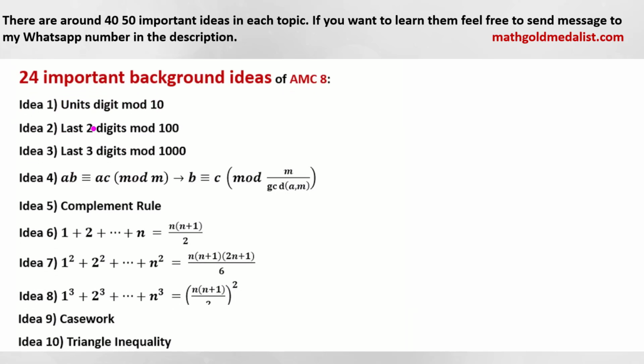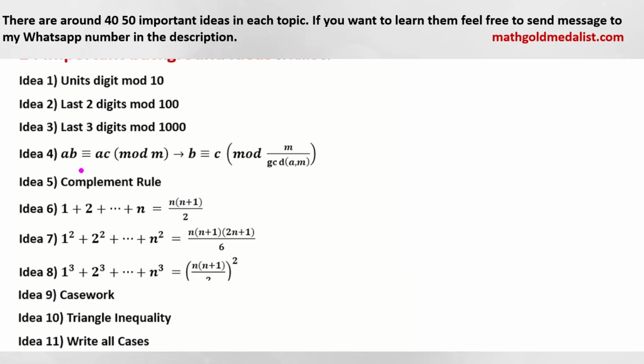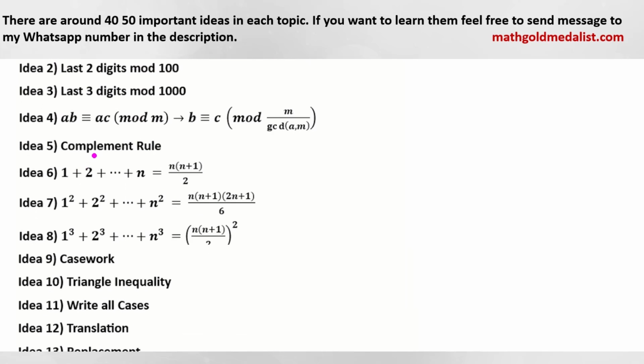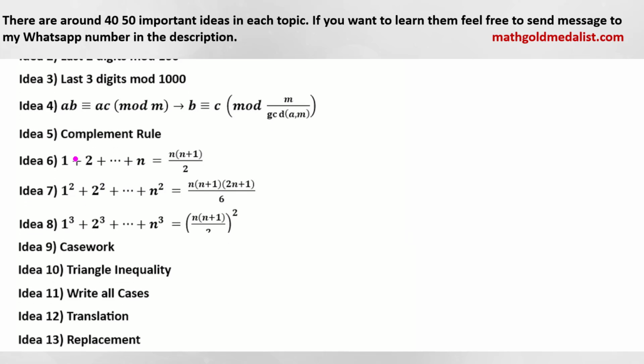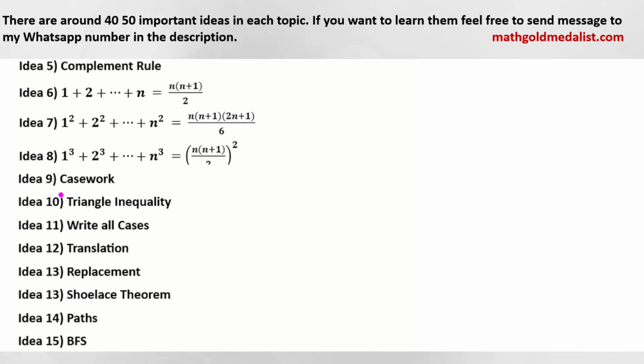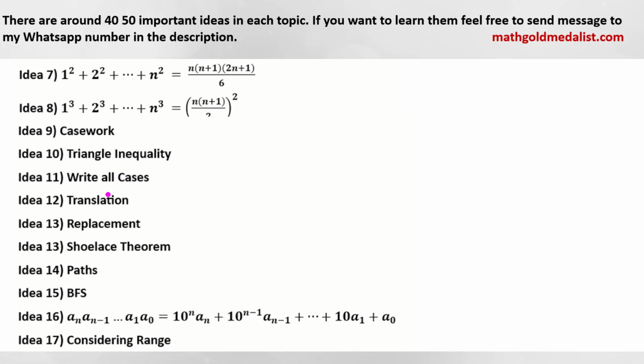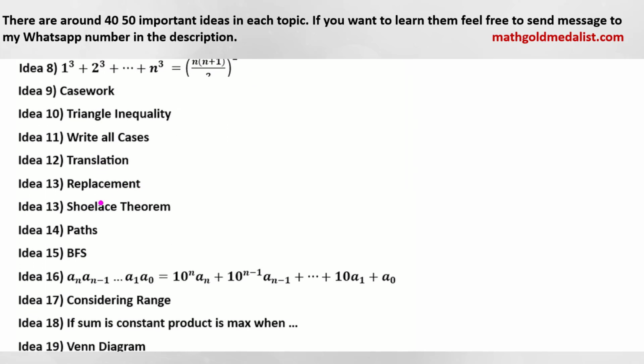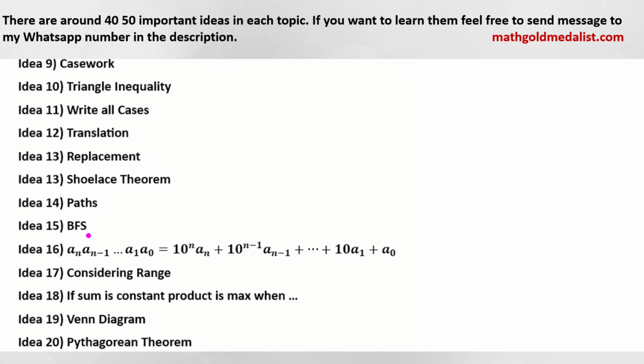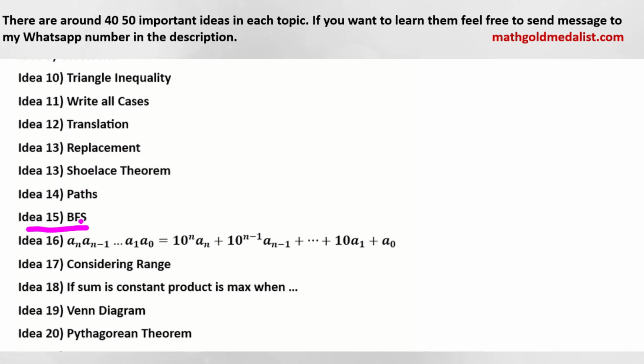For example, units digit, last 2 digits, last 3 digits, this rule in modular arithmetic, the complement rule. These 3 identities, we have around 5 identities that you should memorize. Casework for triangle inequality, write all cases, translation, replacement, shoelace theorem, paths, BFS. It's more related to informatics, but sometimes we see this idea in Math Olympiad exams. And when we have these numbers, for example, a_n, a_{n-1}, ..., a_1, a_0, it is similar to this.